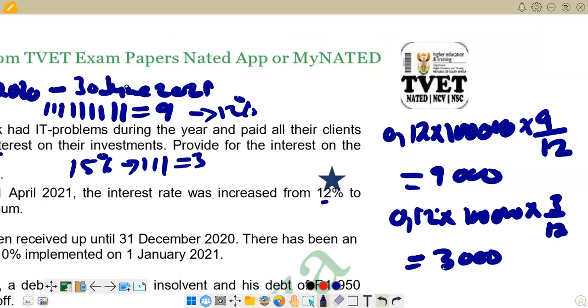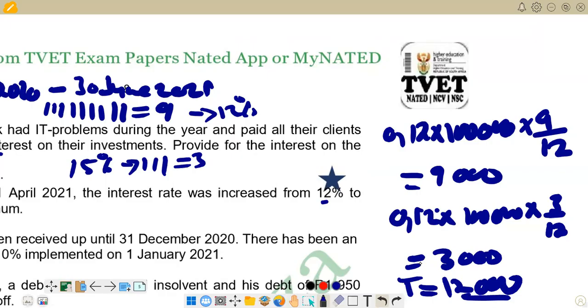Right. So it means the total that you have for interest on fixed deposit for the year, you're going to add 9,000 plus 3,000. This is the total now. Then you get 12,000. So this was the amount that it was supposed to be. It was supposed to be 12,000 there.